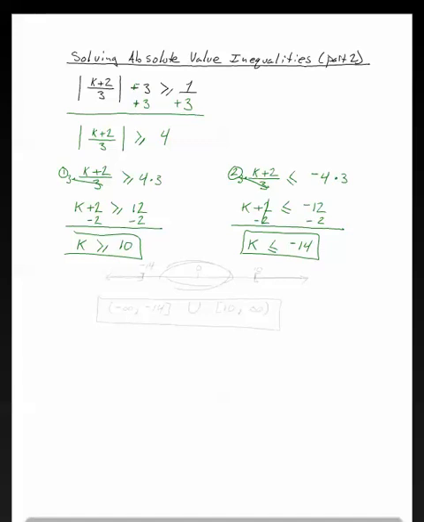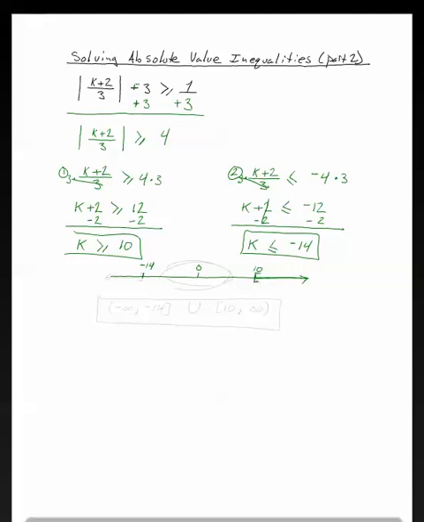Now I'm ready to graph, so I draw my line, plot 0. I have 10, that's over here, and negative 14, somewhere over here. So my first inequality says k is greater than or equal to 10. So I start at 10, and since it's greater, I want to go to the right. Since it says greater than or equal to, I have to use a bracket.